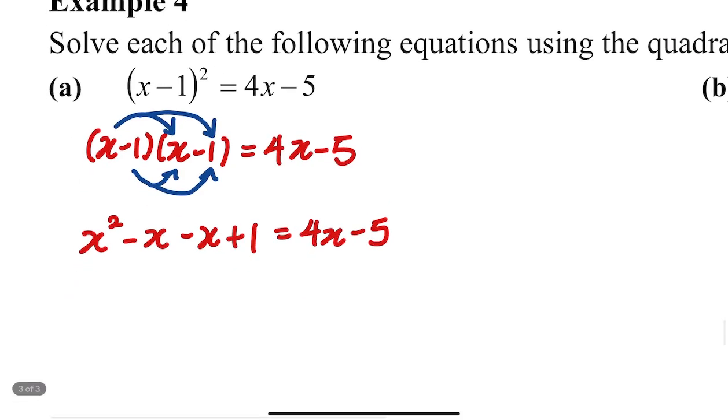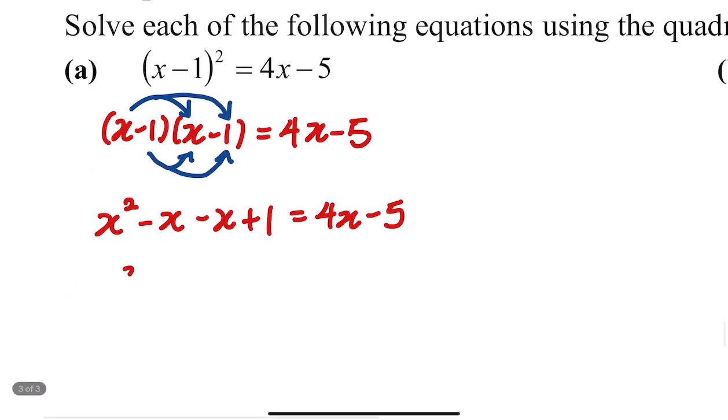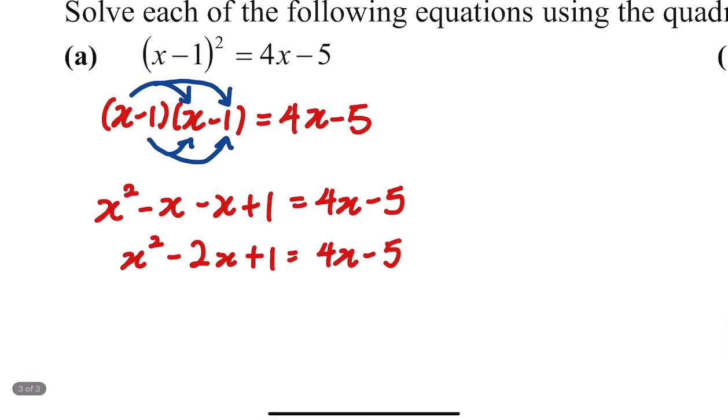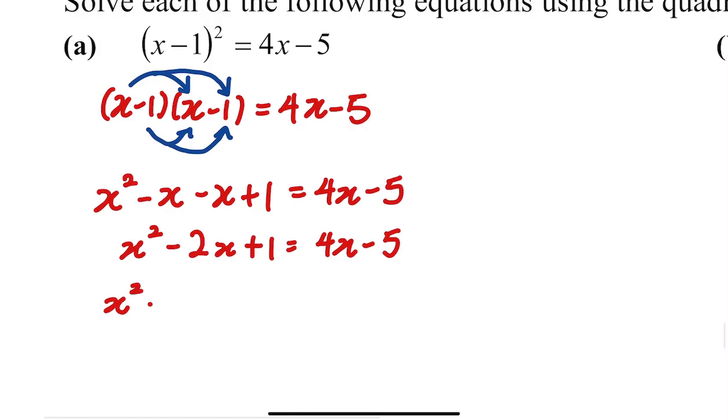Okay. Then now to simplify, I'll get x squared minus 2x plus 1 equals to 4x minus 5. Then now I want to make the right side equals to 0, which means that I want to get rid of 4x and negative 5. To get rid of 4x means I must subtract 4x from both sides. So this will become x squared minus 2x plus 1 minus 4x plus 5 equals to 0.